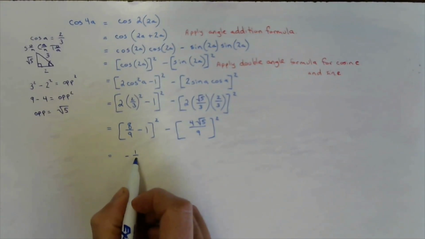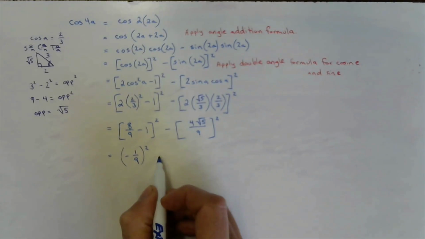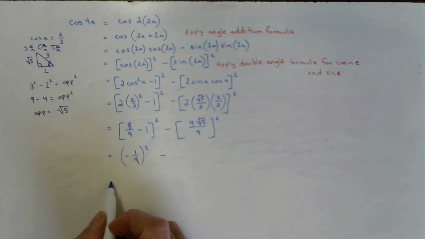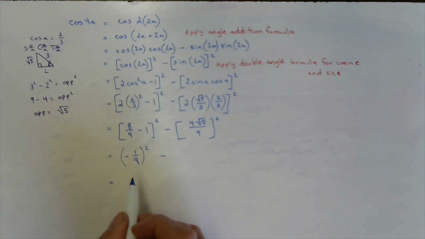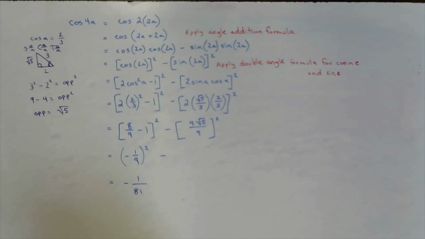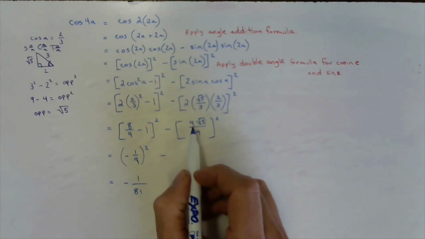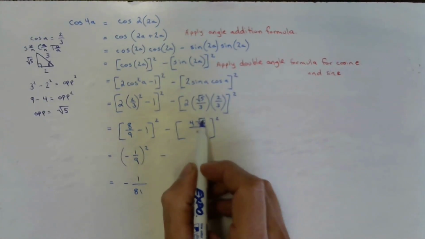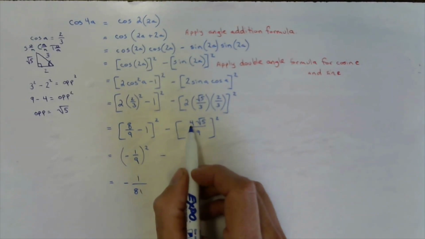Negative 1/9 squared. We'll leave that alone for now. Or we can finish that out even just in the next line. This is the square of the numerator and the denominator. So that gives us negative 1 over 81. Over here, again, you're squaring the numerator and squaring the denominator. So you're squaring every part. Well, 4 squared is 16.